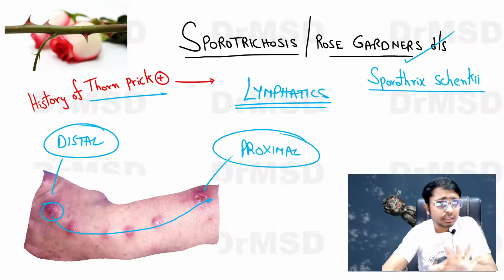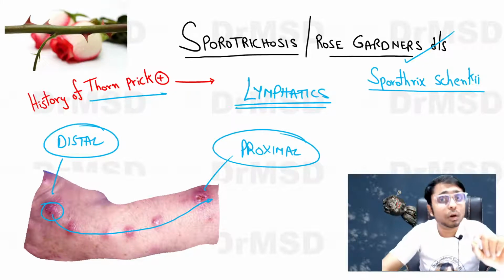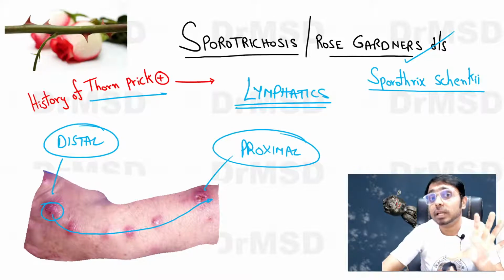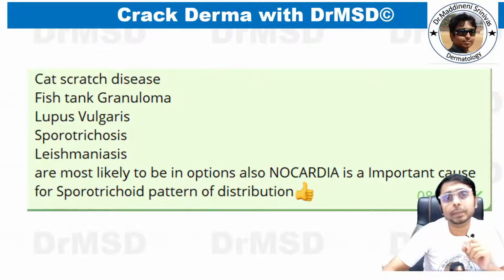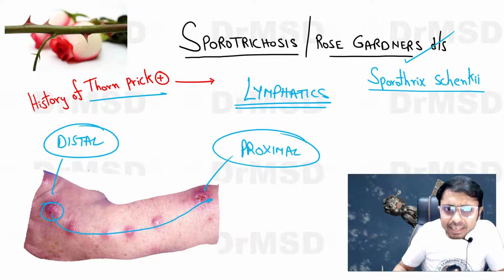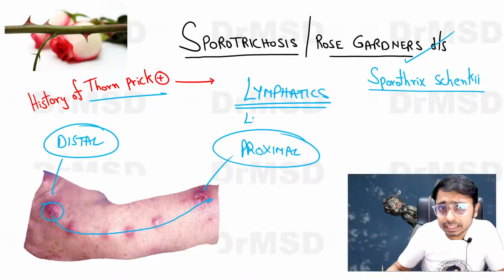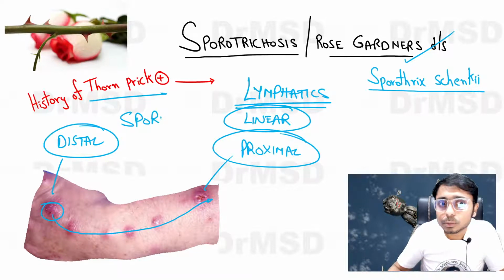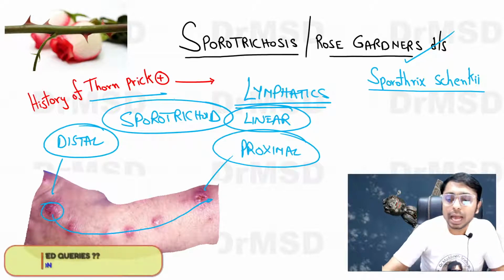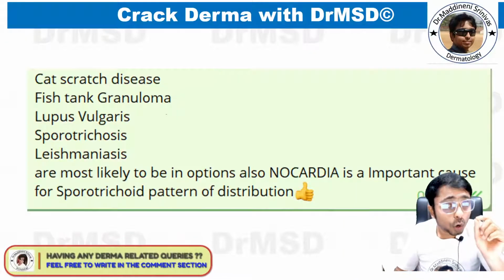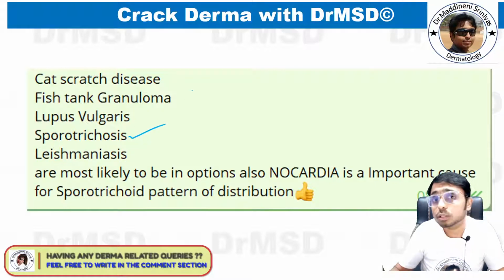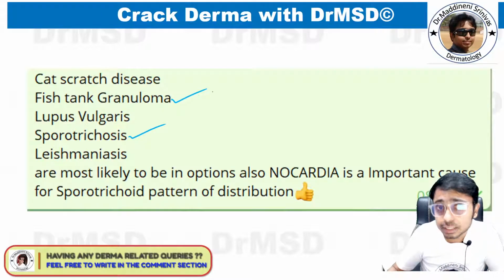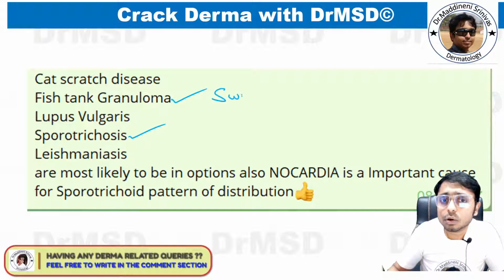It will invade the lymphatics and go more and more proximal, and not just the skin, this can also involve the lungs. That is, pulmonary sporotrichosis can also happen. And this linear fashion of involvement, due to the lymphatic spread, is given a specific term called the sporotrichoid pattern. This sporotrichoid pattern can be seen not only in sporotrichosis, but also in fish tank granuloma, which is also called swimming pool granuloma.